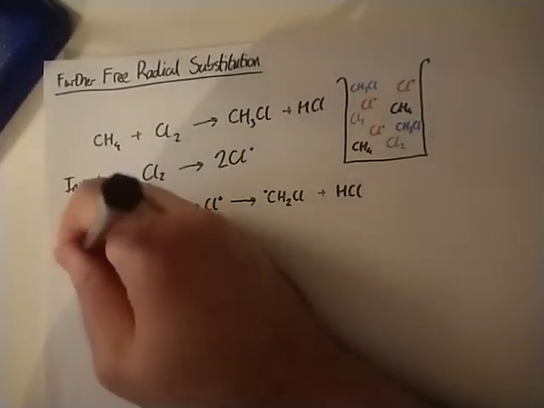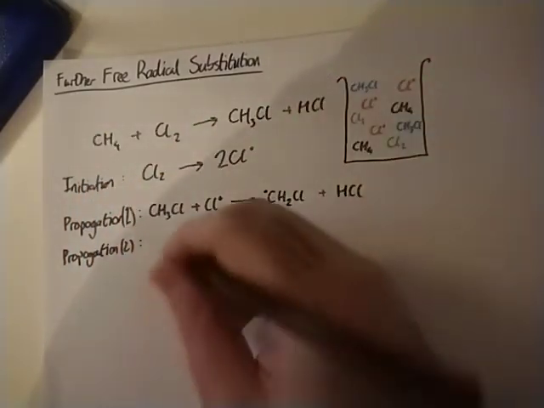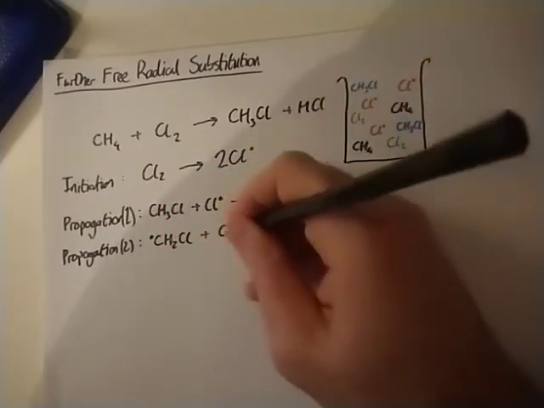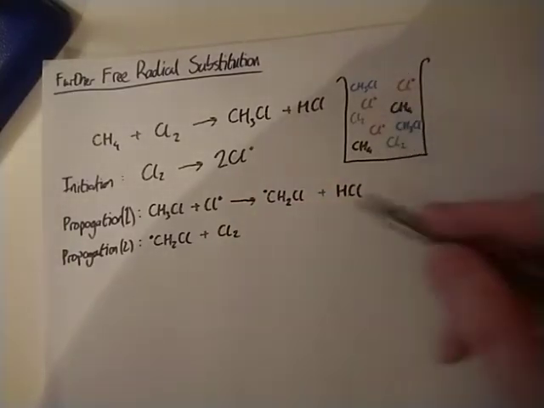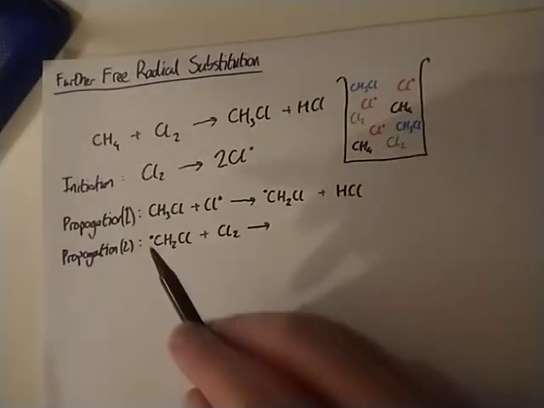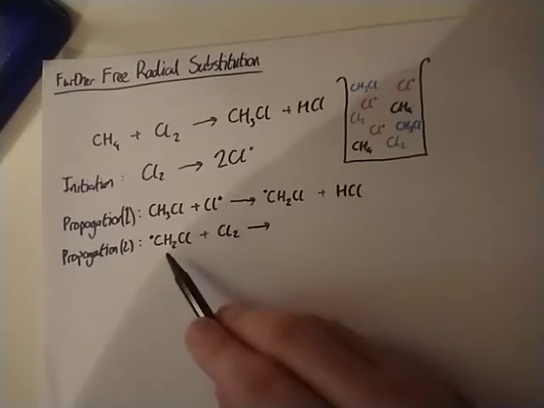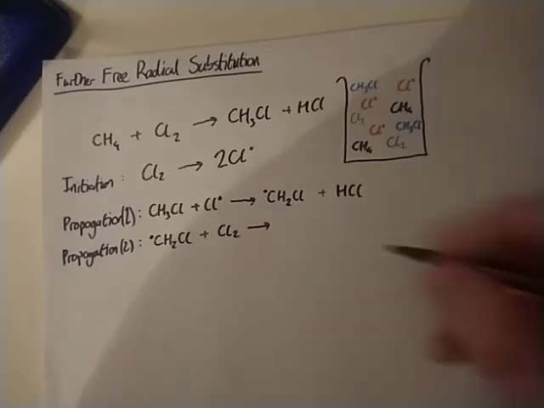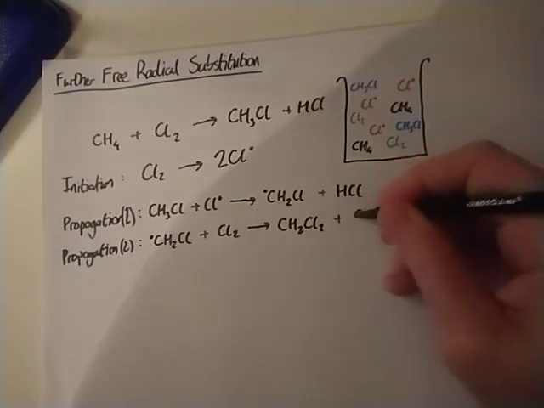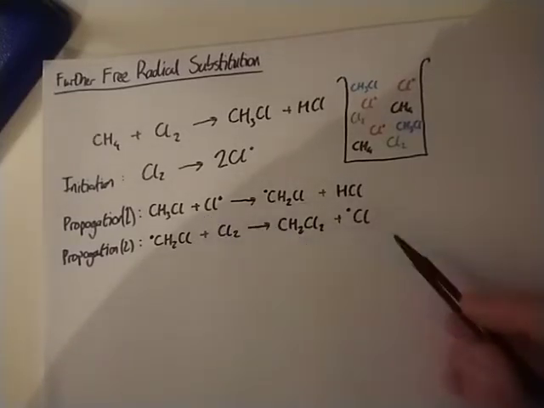So propagation step 2. That's when we have the radical that we formed in the first step going to react with some more Cl2 that's also in our reaction mixture. And the CH2Cl radical is going to break open the Cl2 molecule. The chlorine's going to go onto the radical, and we're going to produce a Cl radical as well. So again, it's exactly the same process that happened in normal free radical substitution. So I've recreated the Cl radical, so it's still acting as a catalyst.